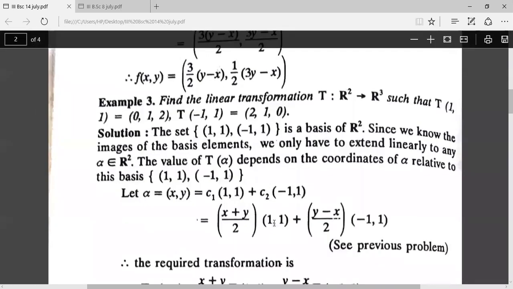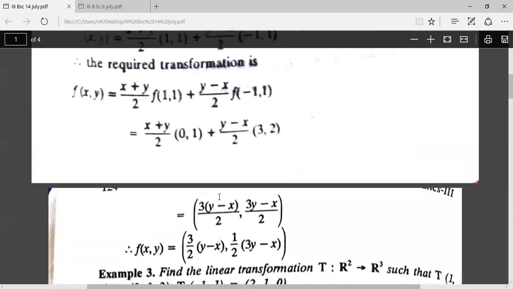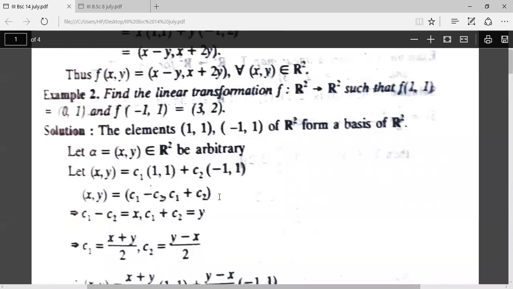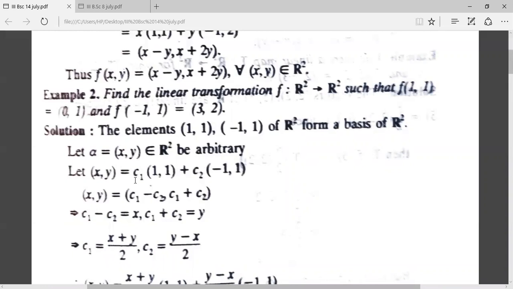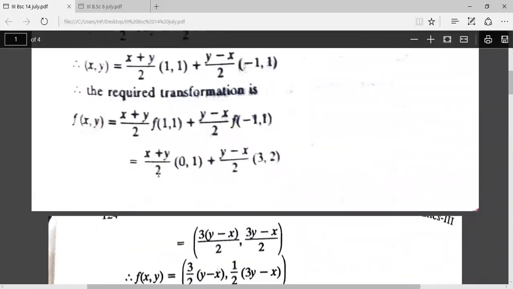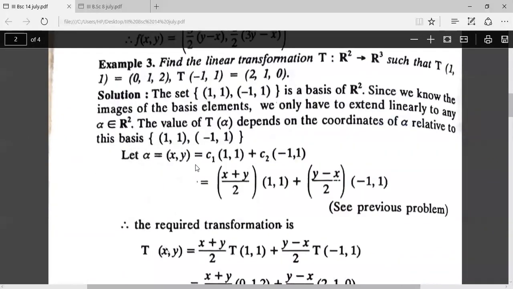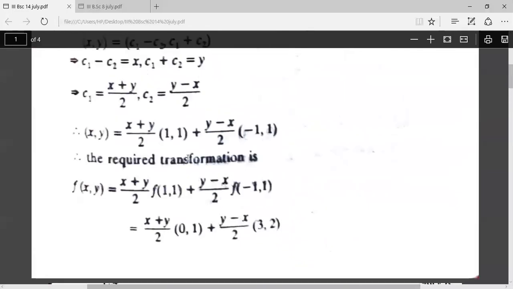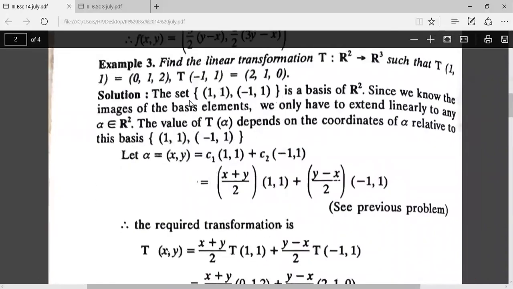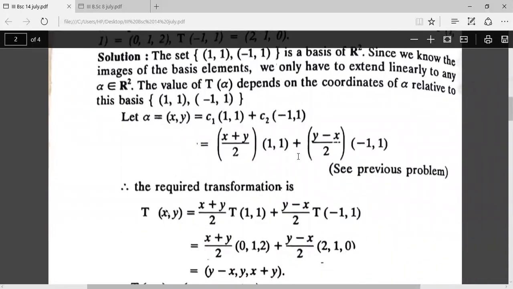Now, as in the previous problem, C1 into (1,1) plus C2 into (-1,1) equals (x, y). Same here also. So therefore, solving those two equations, you get the C1 value, that is (x plus y) by 2, and the C2 value, (y minus x) by 2. So therefore, substitute the C1, C2 values there. So finally, you will get.